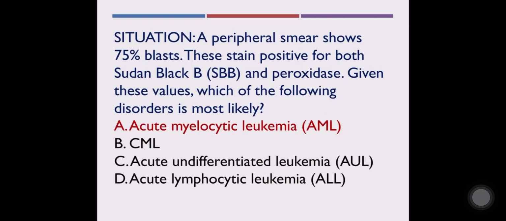Situation: a peripheral blood smear shows 75% blasts. Now, itong mga blast na to are positive for both Sudan Black B and peroxidase. Given these values, which of the following disorders is most likely? Positive Sudan Black B, positive peroxidase, seen in AML, or acute myelocytic leukemia.